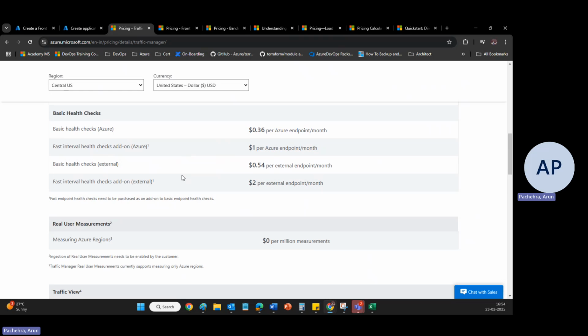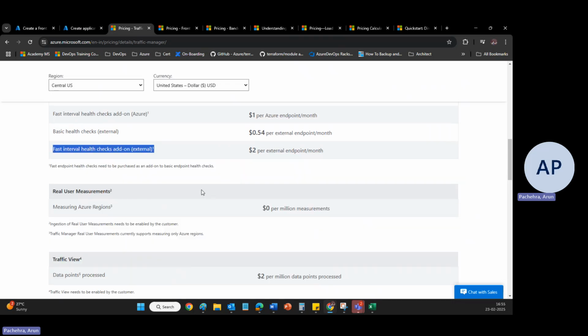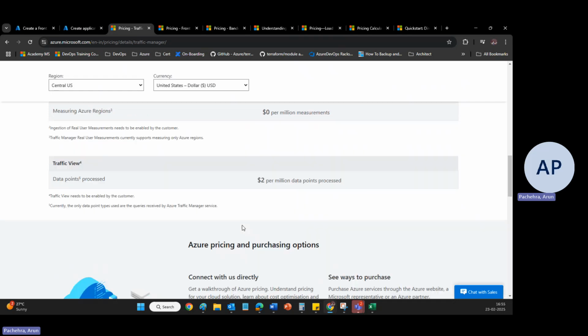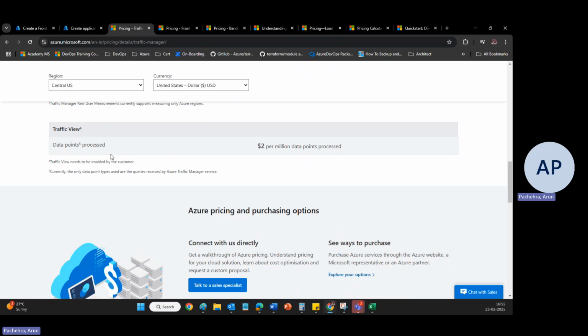There is a different price for different endpoints. If it is external, it has a different price. And then there is Real User Measurement, measuring Azure regions, right? There is a price for Traffic View as well.